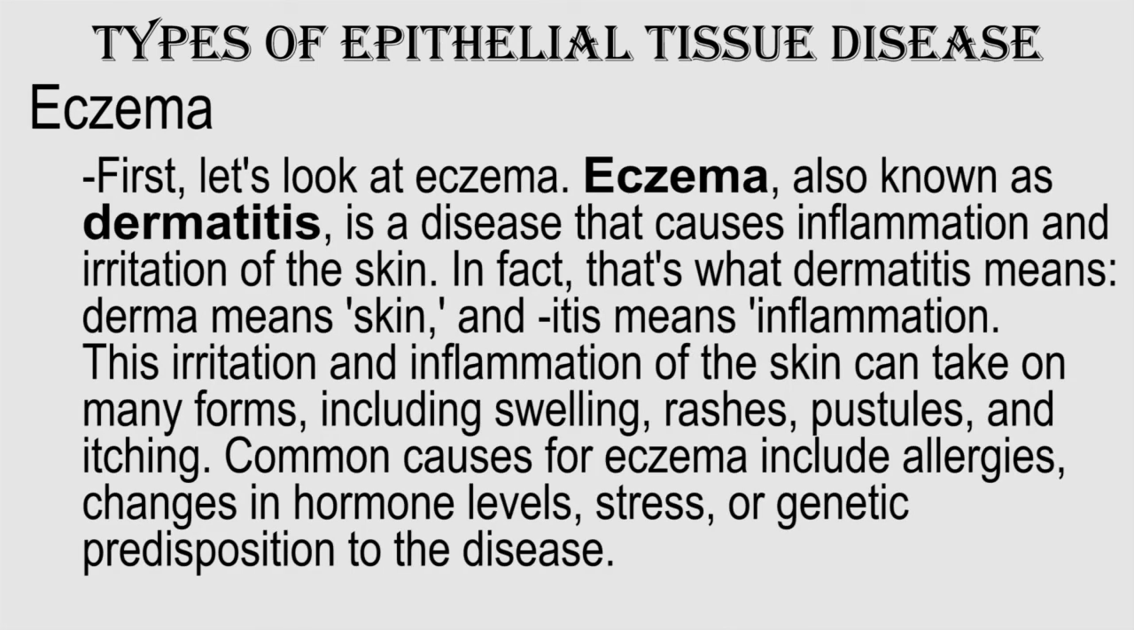Types of epithelial tissue disease. Eczema. First, let's look at eczema. Eczema, also known as dermatitis, is a disease that causes inflammation and irritation of the skin. In fact, that's what dermatitis means. Derma means skin, and itis means inflammation. This irritation and inflammation of the skin can take on many forms, including swelling, rashes, pustules, and itching. Common causes for eczema include allergies, changes in hormone levels, stress, or genetic predisposition to the disease.